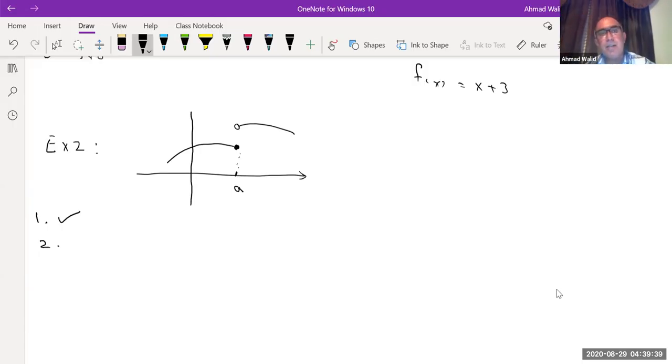Do you see the gap here, or the jump, as some professors call it? I love to say it's a gap. There is a gap between these two points. They're not meeting at one point.